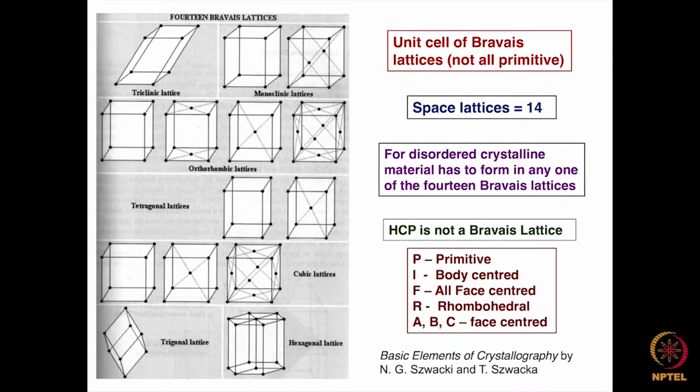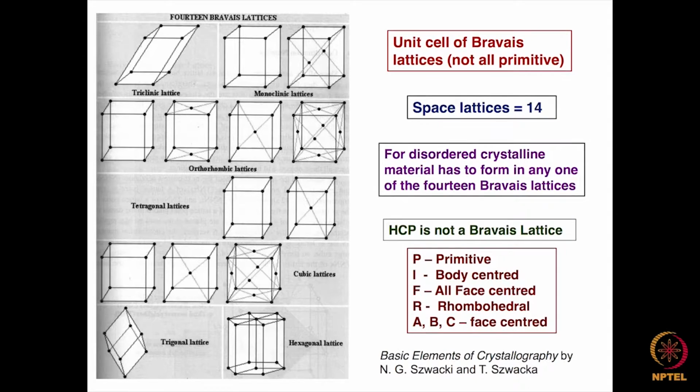Generally, these lattices are represented with respect to A, B and C, the lattice parameters, and the angles between them. Actually, that is a consequence of the type of symmetry associated with these lattices. Strict classification is on the basis of symmetry. If we take triclinic, it has no symmetry associated with it.